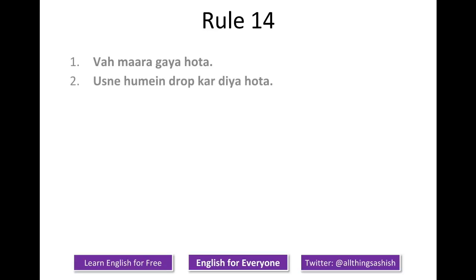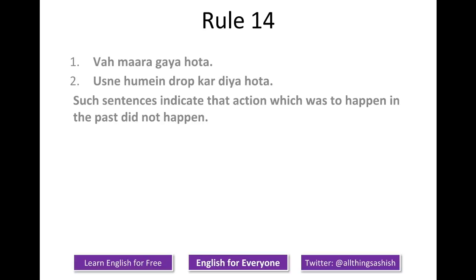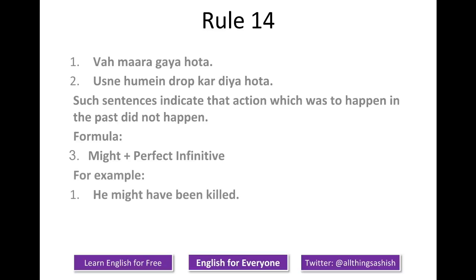Rule number 14. वह मारा गया होता, उसने हमें ड्रॉप कर दिया होता. So such sentences indicate that an action which was to happen in the past did not happen. Formula for translating such sentences: might plus perfect infinitive. And all I mean by perfect infinitive is that you use might and then have plus the third form of the verb. For example, he might have given us a drop.